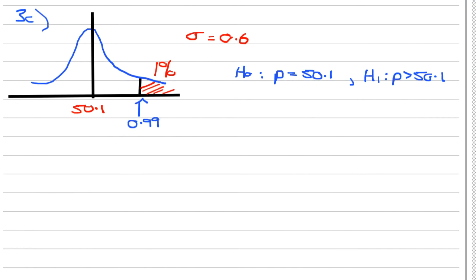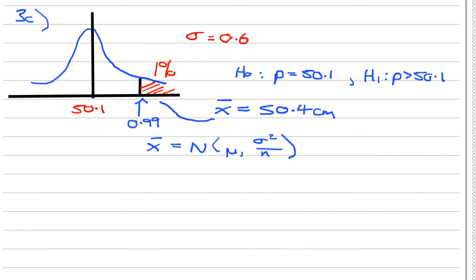So in 3c, we're wanting to look at, there's 15 strips cut by the second machine, and it was found to have a mean of 50.4. Now this 50.4 we're going to refer to as the sample mean. So that's x bar, 50.4 centimetres. Now the theory about what we're going to look at is we want to check if this value comes in the top 1%, because we're doing a 1% significance level test.